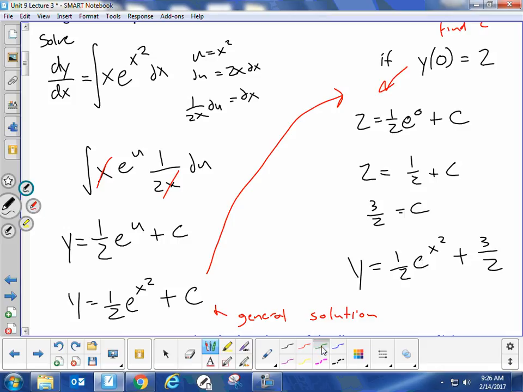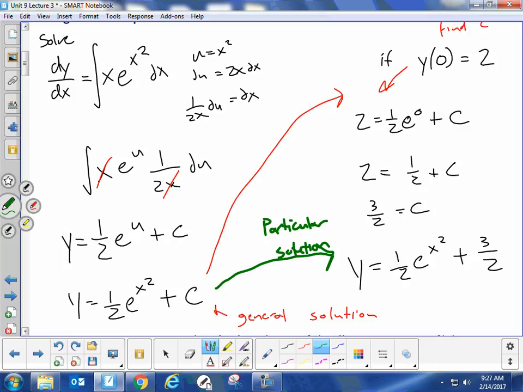Okay, so I just took this general solution. I found c, and then I rewrote the general solution with c being 3/2. c plus 1/2 equals 2. Great. So a little bit tougher because it's u substitution, but this is really not that much tougher than Unit 7 ones, just with a different antiderivative technique.